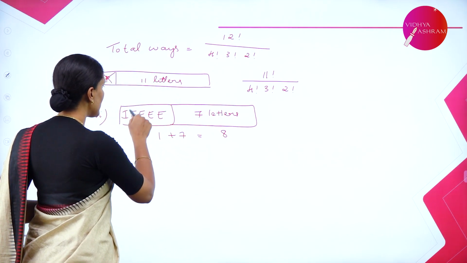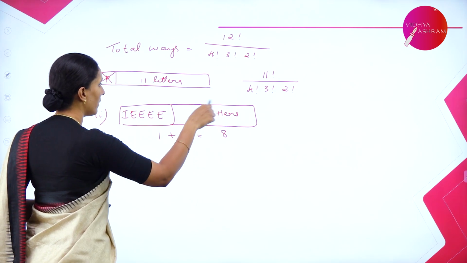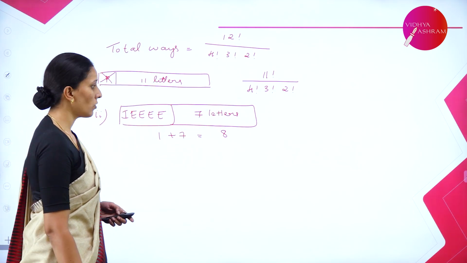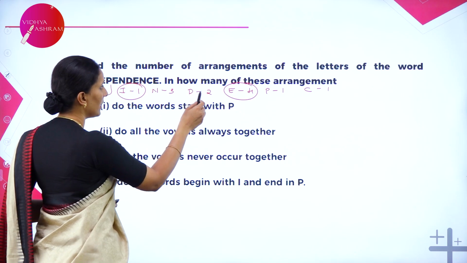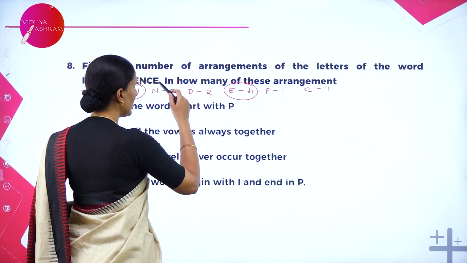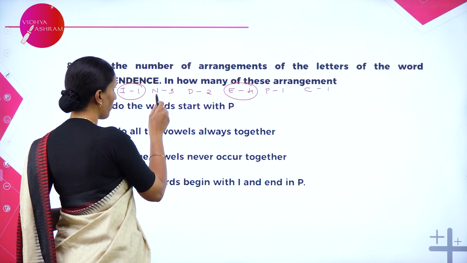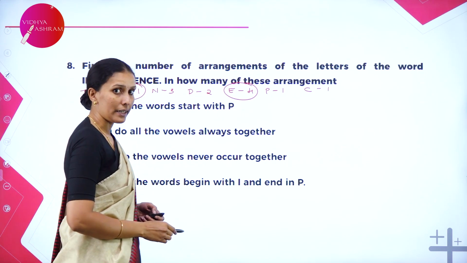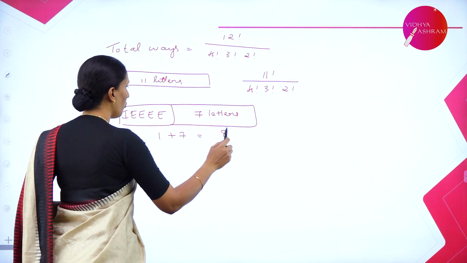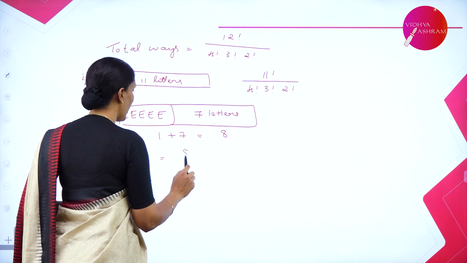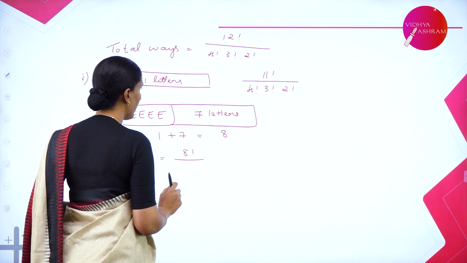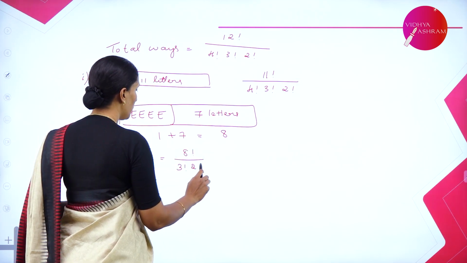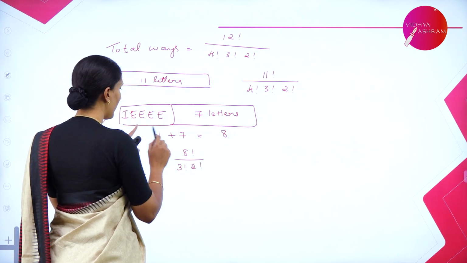Now let us keep this as it is. Let us check the remaining 7 letters. So what are those 7 letters? That is N, D, P, C. And in those letters, we have a repetition of N and we have a repetition of D. So therefore, out of 8 objects, we have 8 factorial divided by 3 factorial into 2 factorial. So now the total arrangement is done.